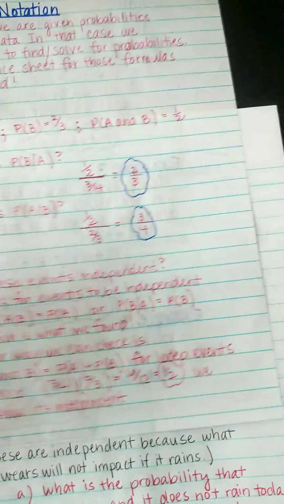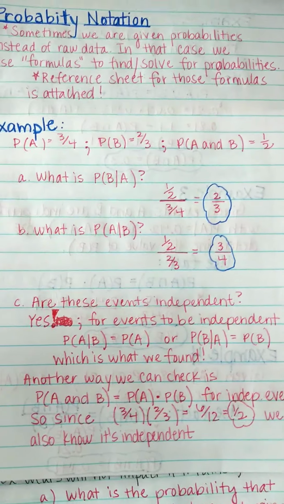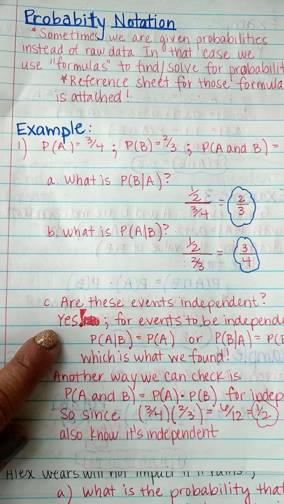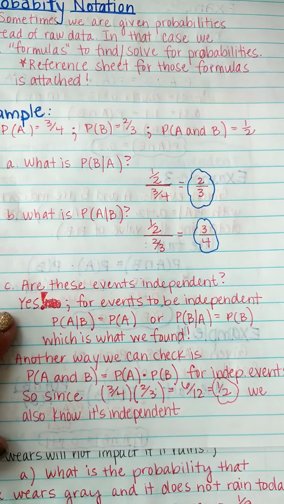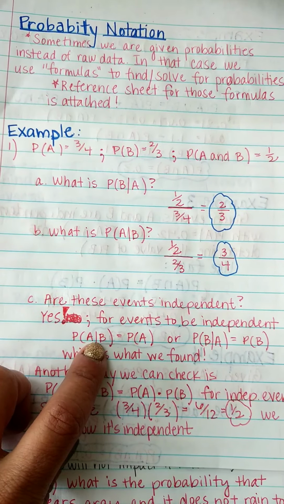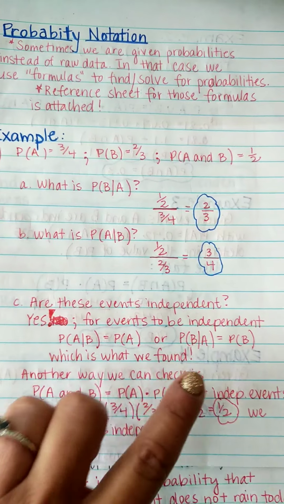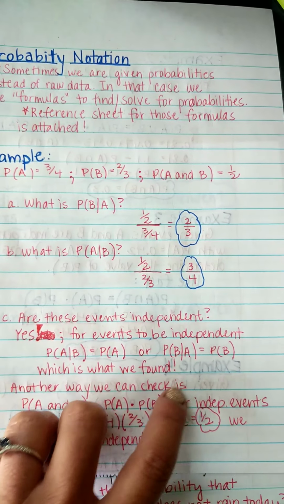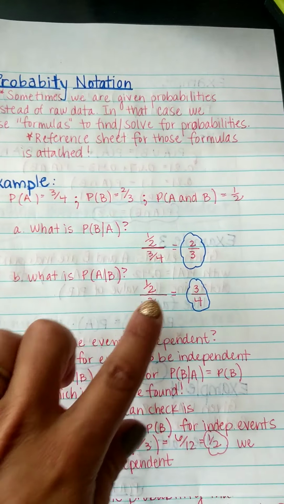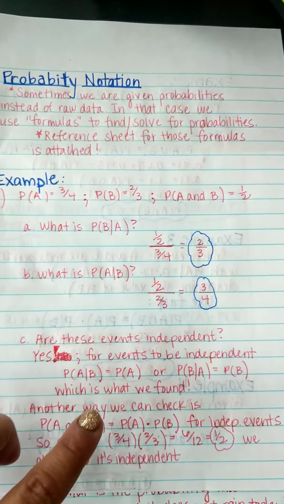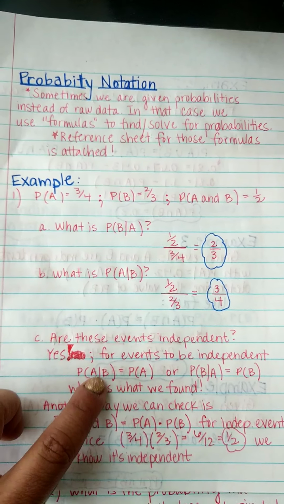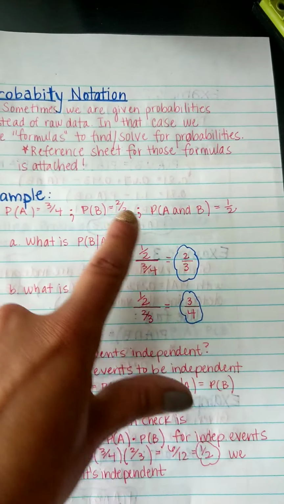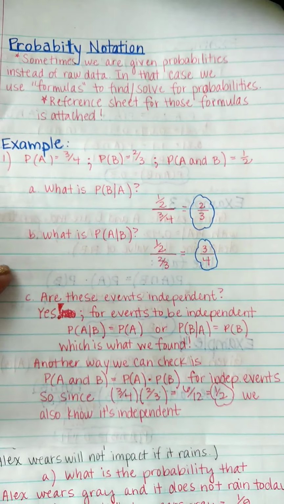The next question we're going to start talking about is, are these events independent? Independent means that they have nothing to do with each other, really. In this case, the answer is yes. If you look at your definitions that I included, it says for events to be independent, the probability of A given B is equal to the probability of A, or the probability of B given A is equal to the probability of B, which is exactly what we found. The probability of A given B, 3/4, is equal to 3/4. 2/3 is equal to 2/3, so we're good.